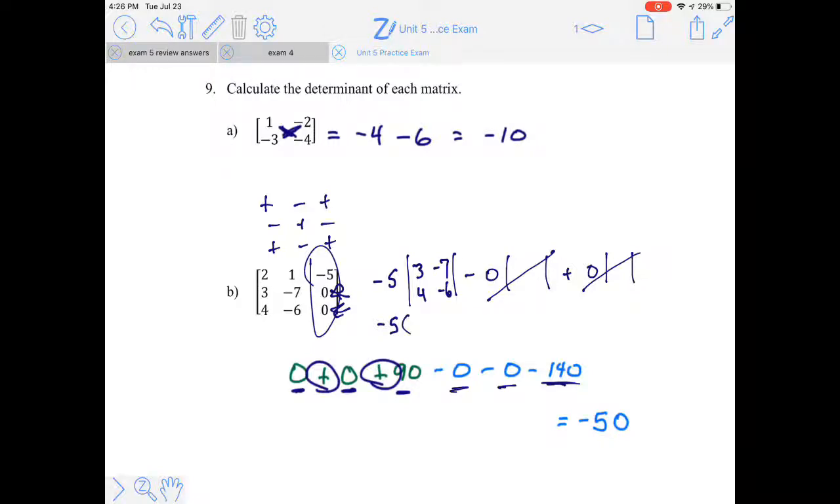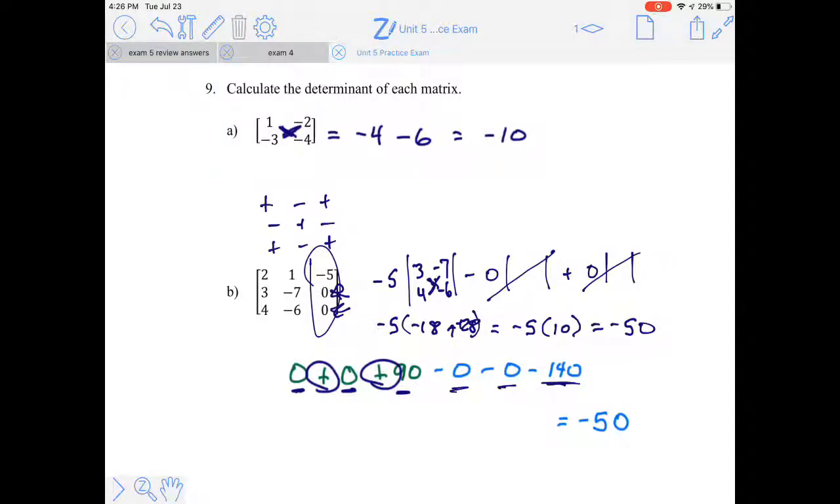So it's -5 times that determinant, which is -18 minus -28. Let me give myself some more room. This is just the determinant of a 2 by 2 matrix. So it's that product, which is -18, minus that product, which is -28. But that's plus 28, and -18 plus 28 is 10. So this is -5 times 10, which is -50.